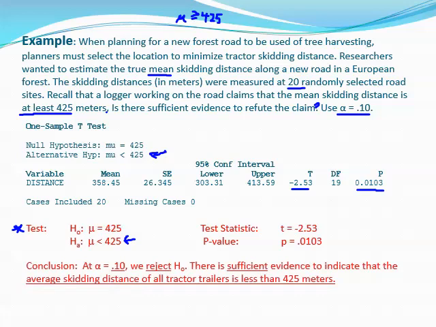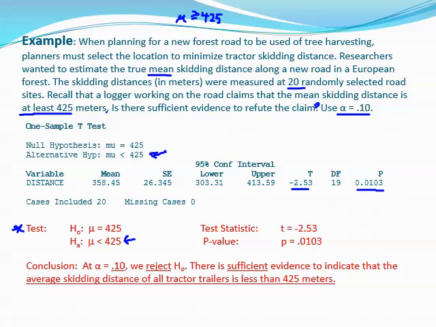We reject. There is sufficient. Remember, when we reject, there's sufficient. When we fail to reject, there's insufficient evidence to indicate that. And then everything after that, this part that's underlined here, the average skidding distance of all tractor trailers is less than 425. We reject H0. There's sufficient evidence to indicate that the average skidding distance of all tractor trailers is less than 425 meters. That's the conclusion that would be appropriate in this particular problem.